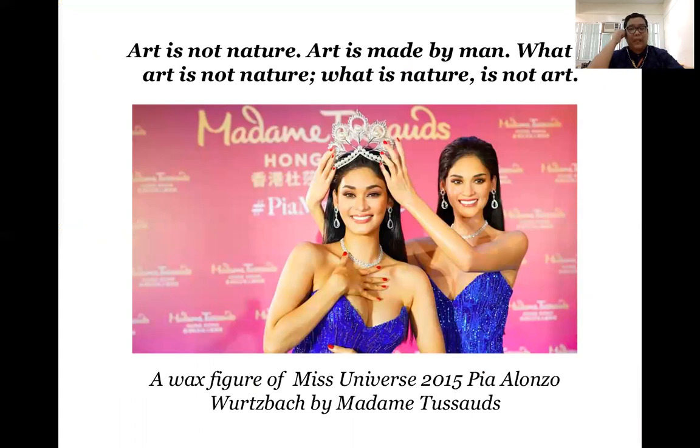So art is not nature. Art is made by man. We cannot really say that art is naturally occurring. What is art is not nature, and what is nature is definitely not art, because from the word itself, we could already say that art is not naturally existing, it's human-made. So we make arts. Why? Because it's out of our emotions. And our emotions are a product of what we think and what we feel on certain experiences. So this one is an example of an art which is definitely human-made. This is a wax figure of Miss Universe 2015 Pia Alonso Wurzbach by Madame Tussauds.